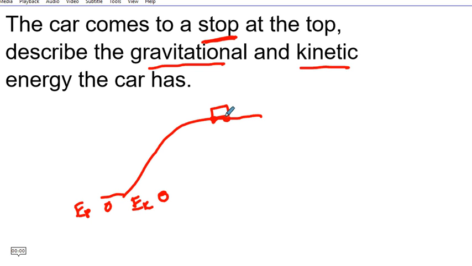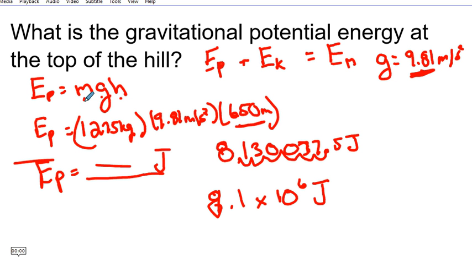So here's my car. Okay, I'm at the top of the hill, but I've come to a stop. So my height is still the same. It's still 650 meters. So my potential energy is going to be the same no matter whether the car is moving or stopped. It's still going to be m times g times h. So we already found that value for potential energy. So if my height was zero, then anything times zero would give me zero. But since I'm above ground level, I have a potential energy of 8.1 times 10 to the 6.